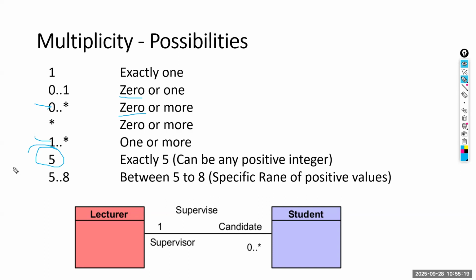It's mandatory, or you can have exactly this number of objects. For example, a car object is associated with four tire objects. Or you can say it's 3 to 5, minimum 3, maximum 5.